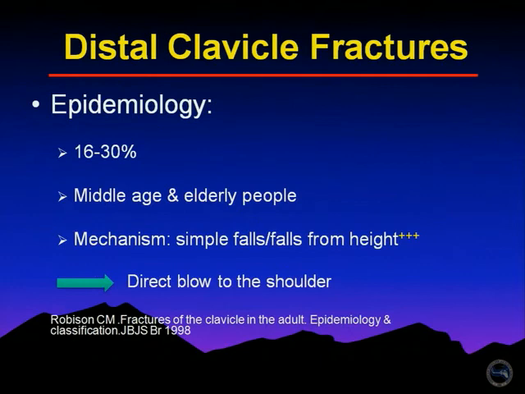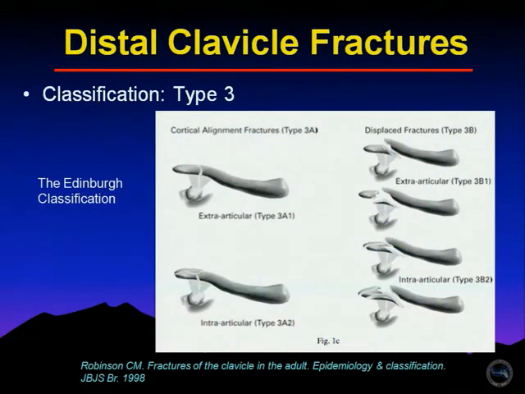These represent about 16 to 30% of all clavicle fractures. They're more common in middle-aged and elderly people, unlike the medial side, which is mostly in younger people. The mechanism is simple fall or direct blow to the shoulder. Again, the classification, these are type 3 fractures.